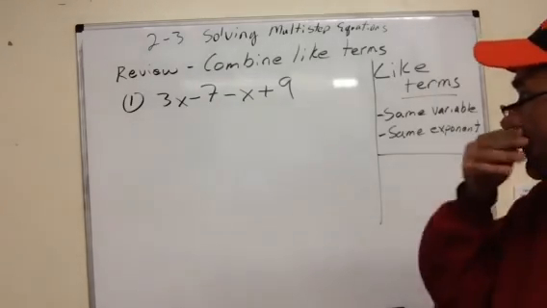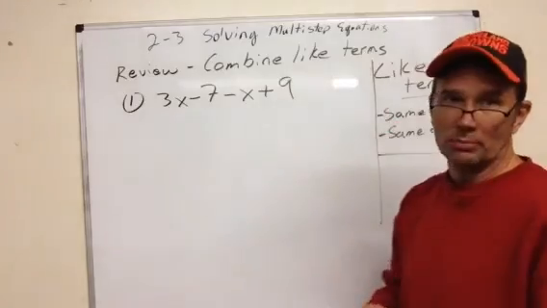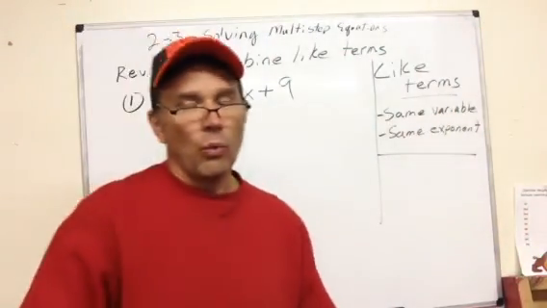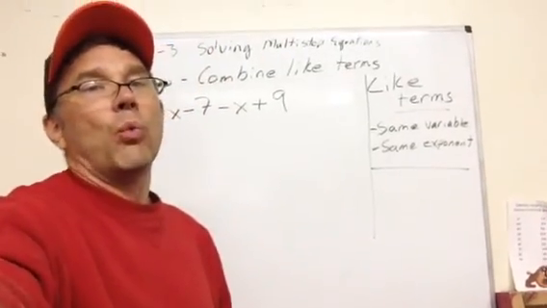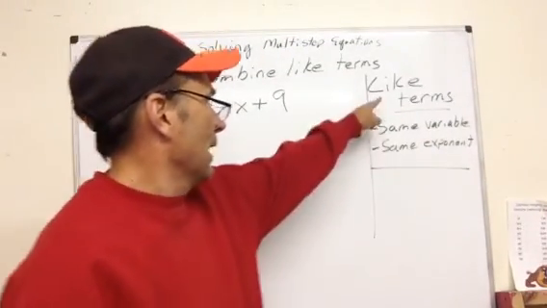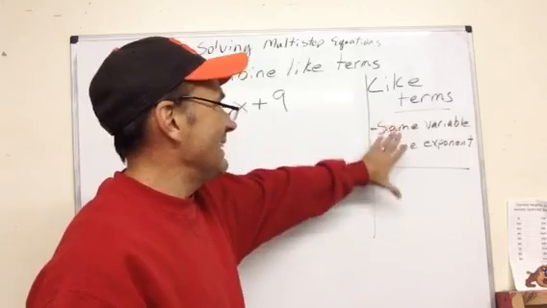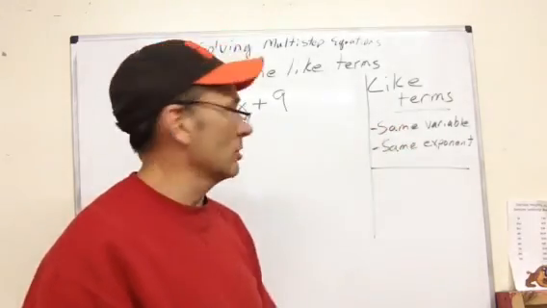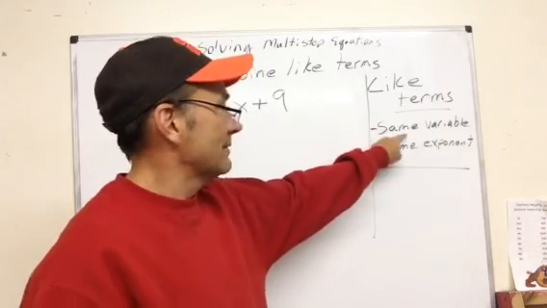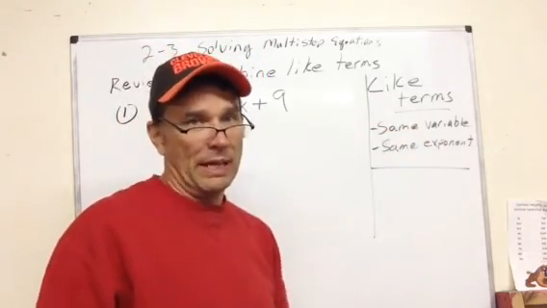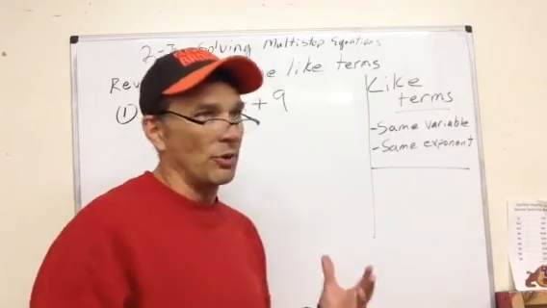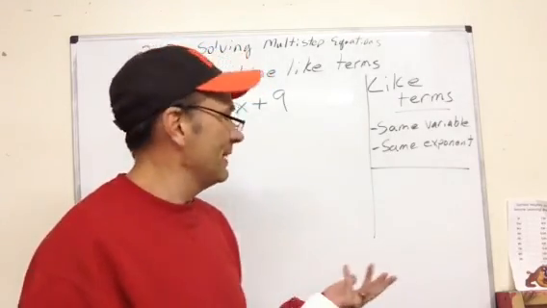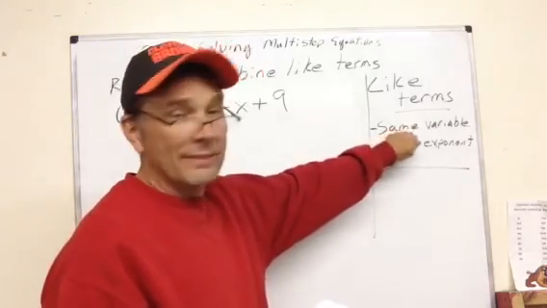The first one, combining like terms. Now, we talked about this last chapter, identifying what terms are like. There are two things that need to line up so that we can add these like terms together. The first thing, same variable. That means the same letter is there, whether they're x's or y's or z's or a's or b's or some other thing you want to use, they have to be the same.